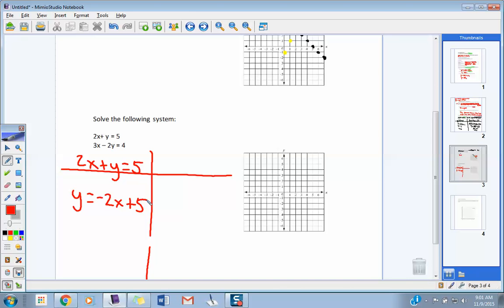Would you agree with that? Hey, is y alone in this one? So we're okay on this one here. This is what we're going to do for graph right here. Then, my second equation, maybe a little more difficult.